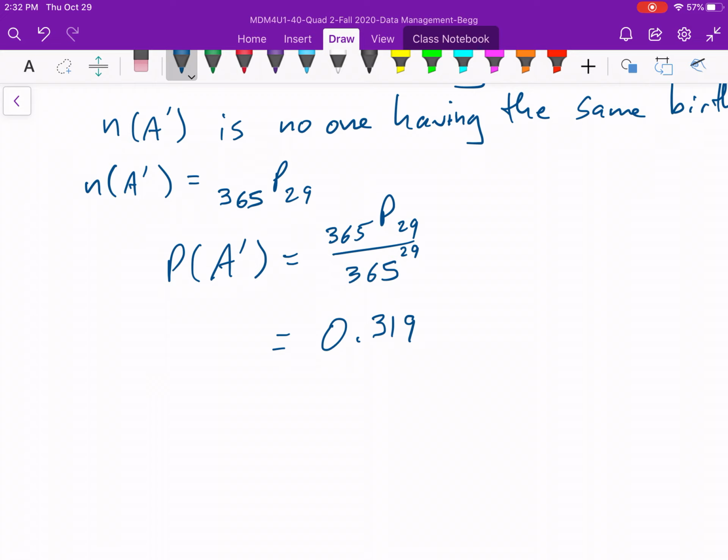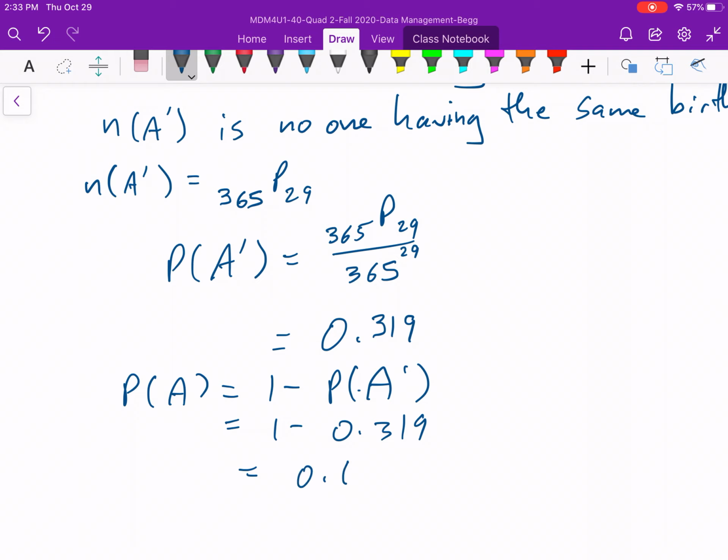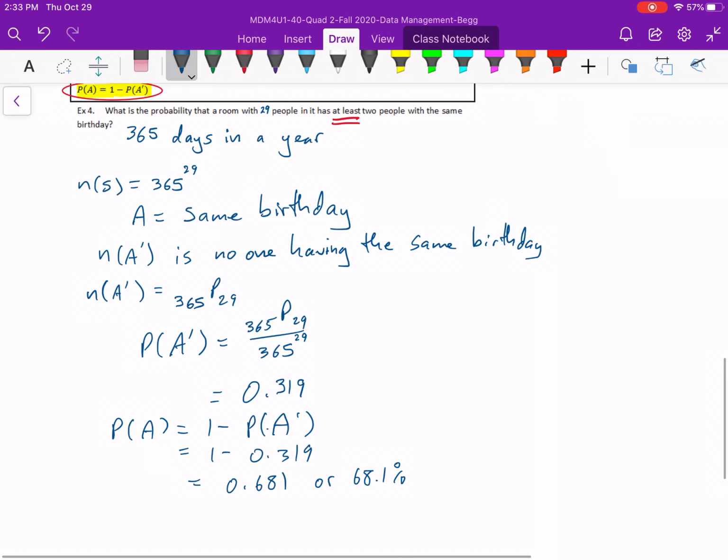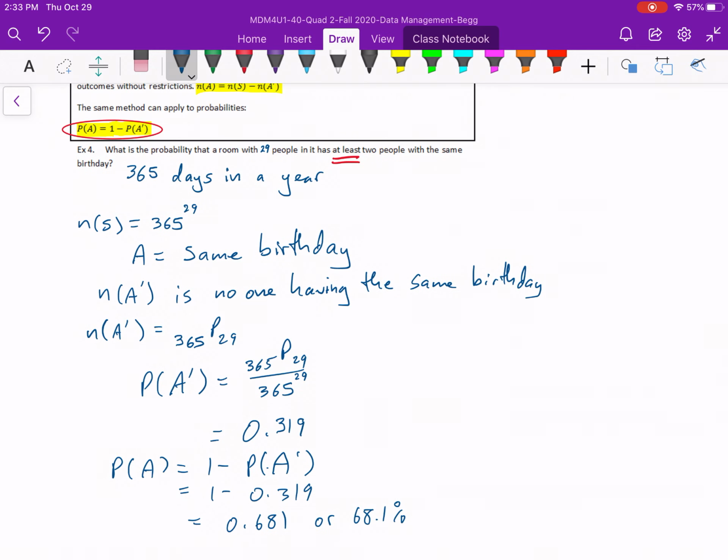But if I want to find the probability that at least one person or two people have the same birthday, that's going to be the complement. So P of A is going to be 1 minus P of the complement of A. So 1 minus 0.319 equals 0.681, which is about 68%. Pretty high probability, it turns out. But again, the main point here is this idea of using the complement because it saves us. If we had to do this directly, it would be so much work, and using the complement makes it relatively easy.